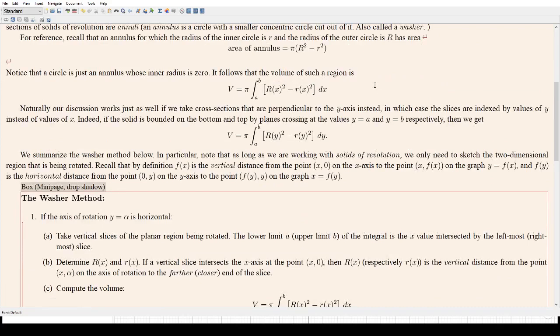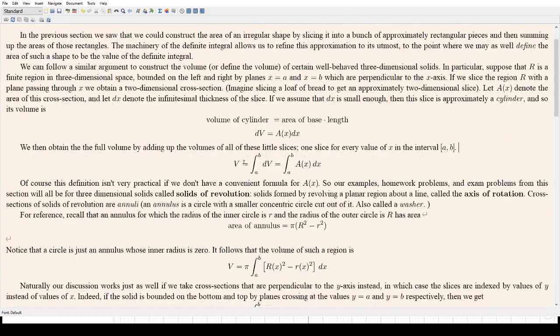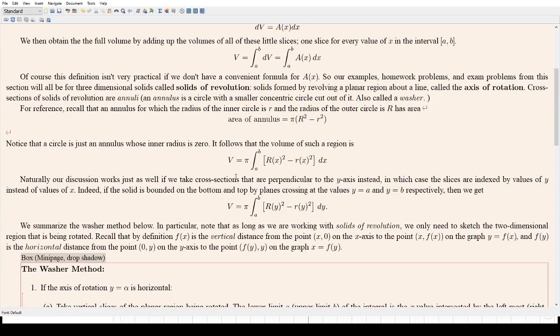And of course, this is based on the assumption that we are taking slices perpendicular to the x-axis. Where do I say that? I should say that somewhere. Yeah, if we slice the region with a plane passing through x. Let me mention that again somewhere, because that really is important.